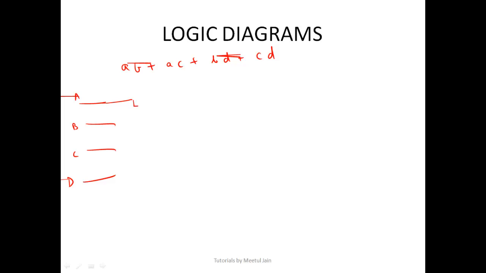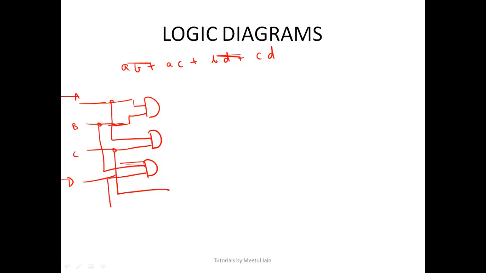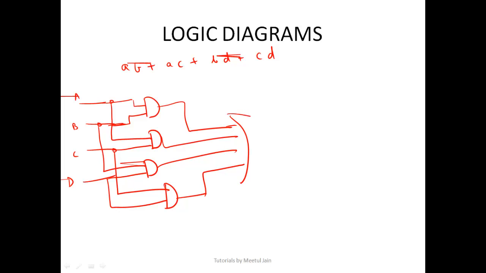So first of all we need AB, then we would need AC, and then BD, and then followed by CD, right? And all these have been ORed to a common OR. So this is the expression.